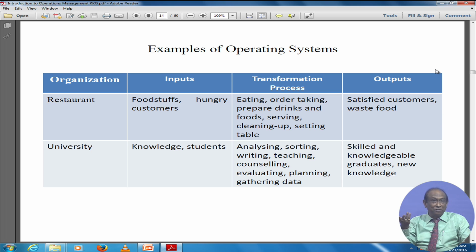Talk about universities. What are the inputs? Students, knowledgeable material, knowledge databases. And what is the transformation process? Analyzing the students' requirements, their performance, sorting, writing, teaching, counseling, evaluating, planning, gathering data. These are all the components of the transformation process, and the output is skilled and knowledgeable graduates and new knowledge, like you will acquire some knowledge, whatever little it may be, out of this course.